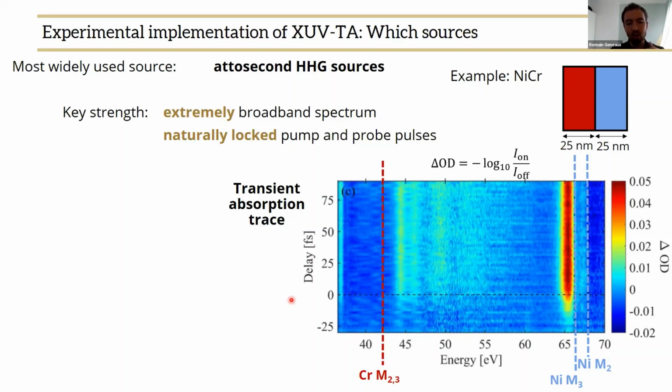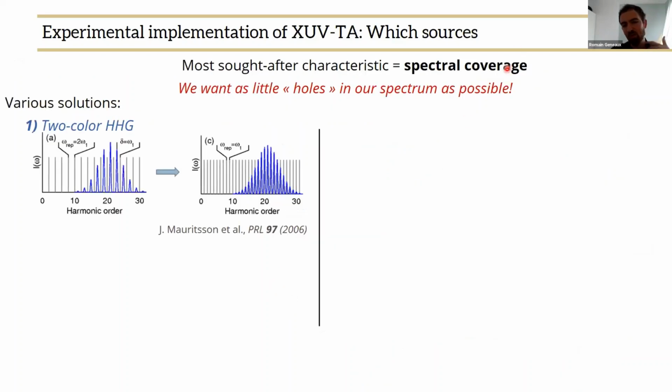Now, when we produce our harmonics, what's important? What do we try to optimize? The idea is pretty much to have as much spectral coverage as we can. Another way to say this is that we want as few holes in our spectrum as possible. People have found many different ways of doing this. One example is to go from single-color HHG, where you get the odd harmonics, to two-color HHG, where you also get the even harmonics, so you have more spectral coverage. That's one way to go about it.